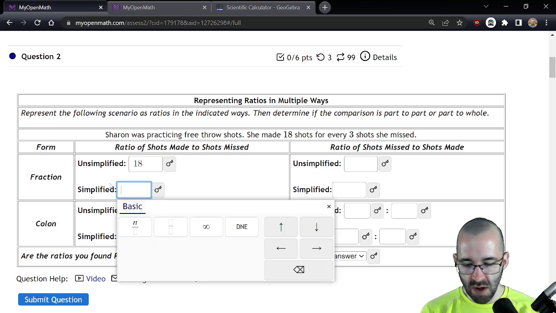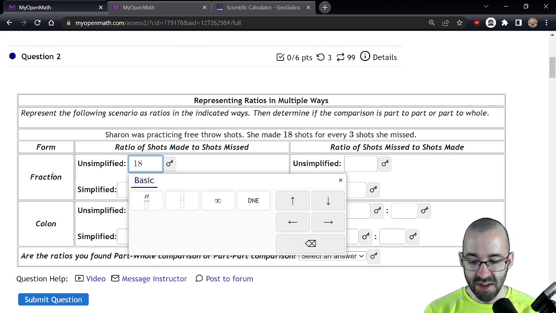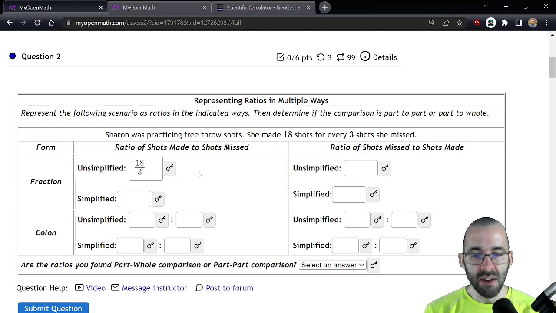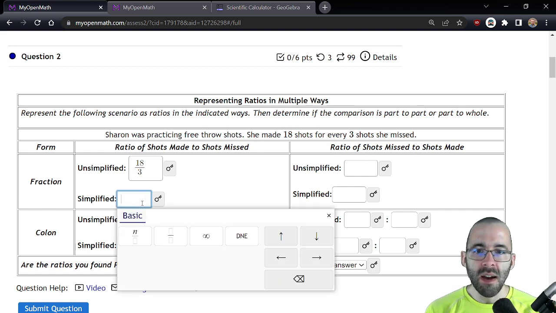And it wants us to do it as a fraction. 18 made out of 3 missed. We got that right there. But that's not simplified, of course. That's just the raw data. Made is on the top, missed is on the bottom. Great. Now we can simplify that.